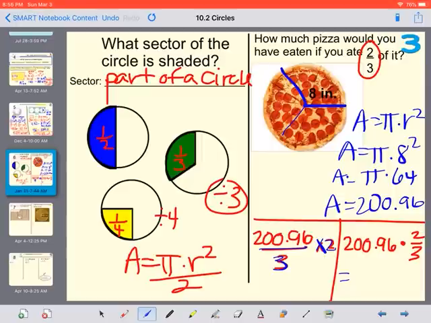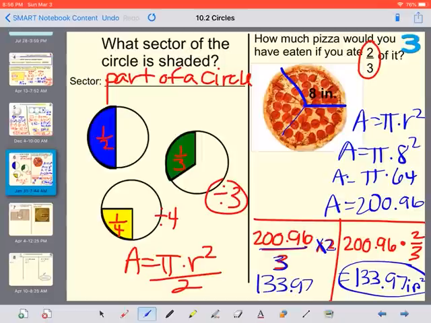So if I divide by 3 and then multiply by 2, we get 133.97 inches squared. So that's how much pizza I would have eaten if I ate 2/3 of the pizza. This way you get the same answer. This one was a little bit more tricky than just a half of a pizza, because we're eating 2/3. If you divide by 3, that'll give you this much of the pizza, but we want 2 of those pieces, that's why I multiplied by 2.